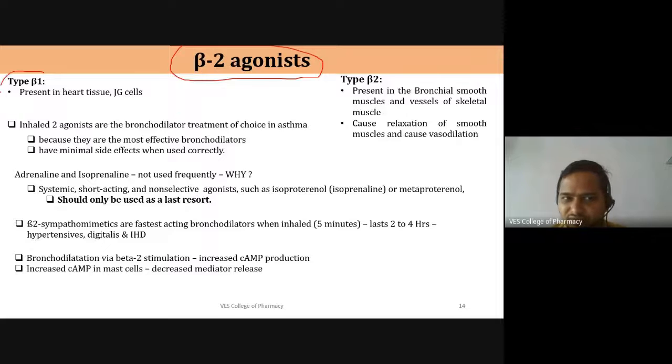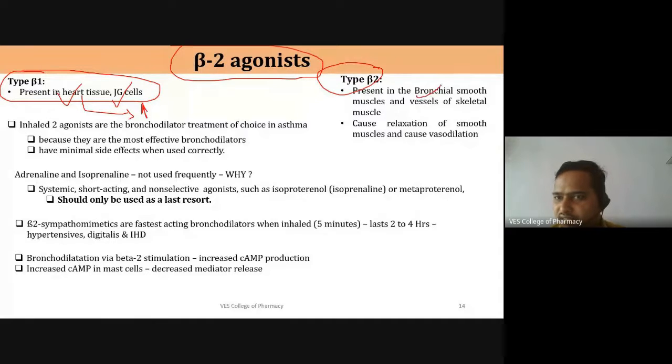So beta 1, we have already seen where it is present. It is present mainly on the heart tissue as well as the juxtaglomerular cells, and we are able to see there is an increase in the heart rate whenever we take a beta 1 agonist. Next one, beta 2, where is it present?